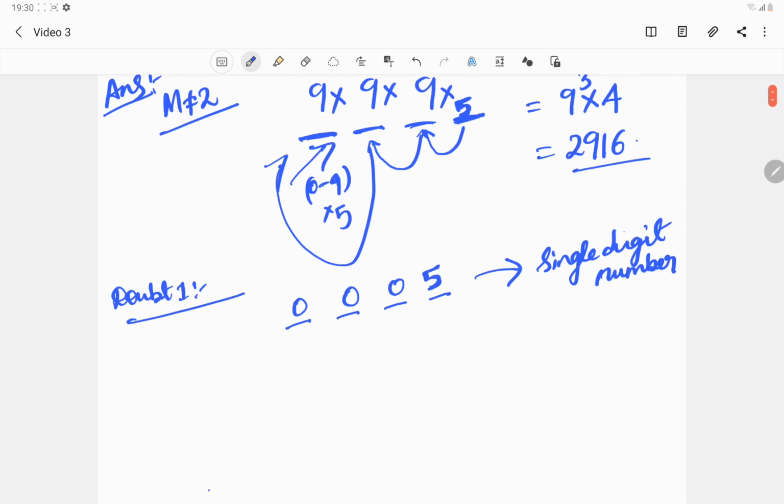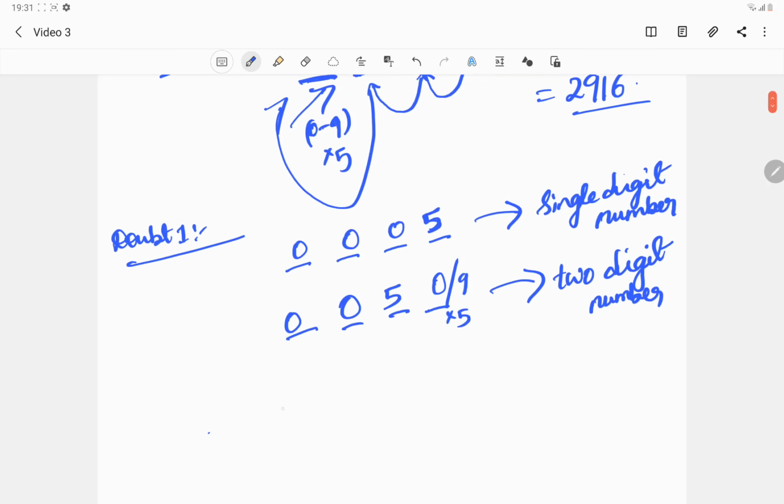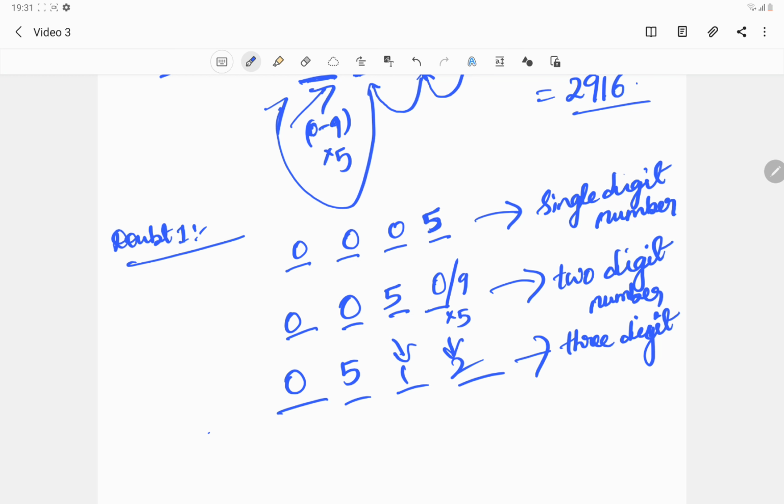Now what happens if I do it in this way? If 5 is here and I'm putting 0, 0 over here, and in the remaining place I can put either 0 or anything from 0 to 9 except 5. So what is happening here? I'm considering a 2 digit number. Now again, if I put 5 over here and 0 over here and some number over here, say 1 and 2, I'm considering a 3 digit number. So in this way I have considered all the possible scenarios.